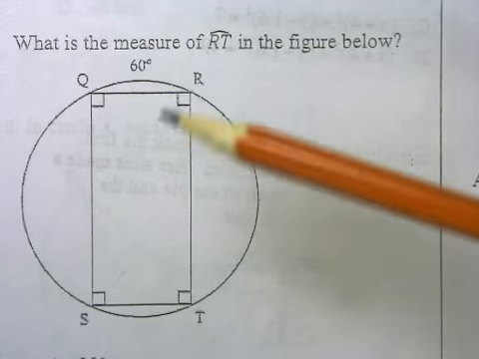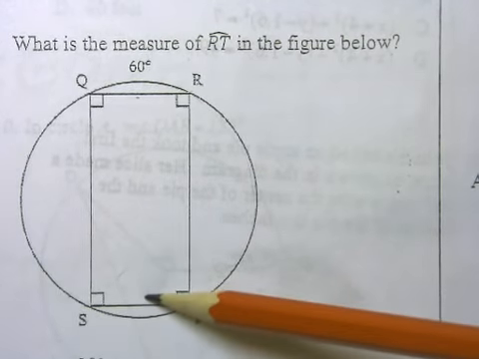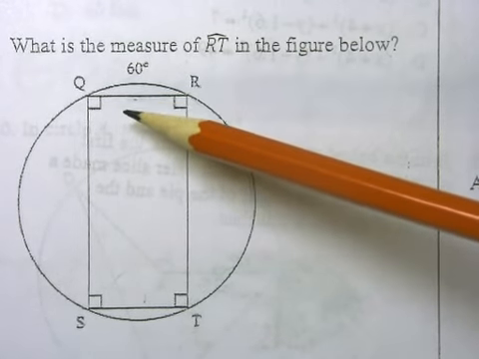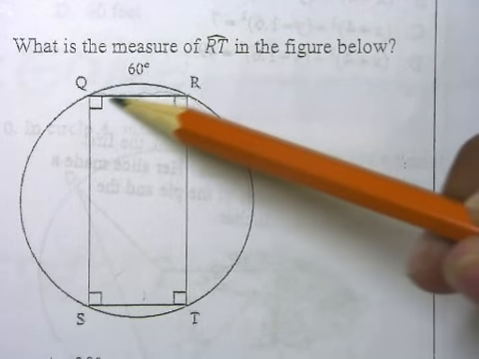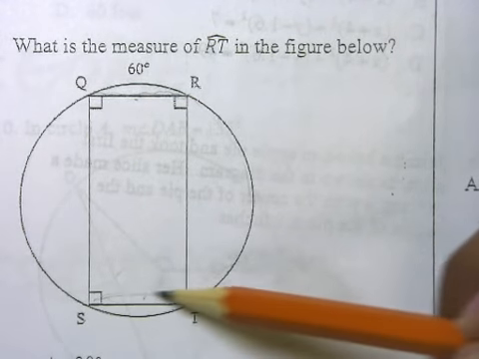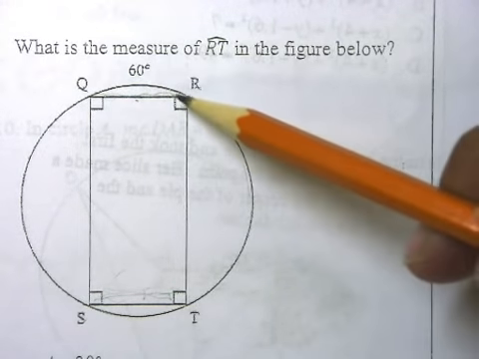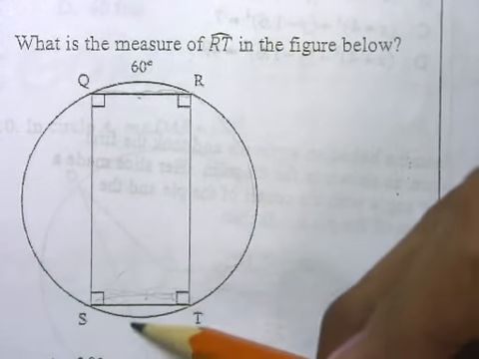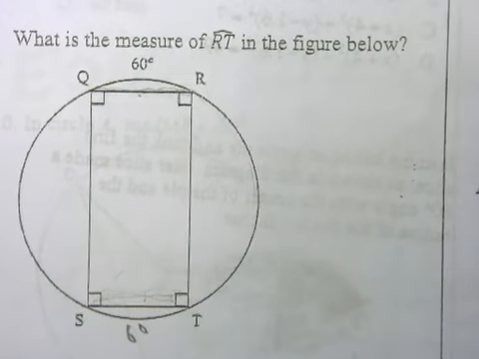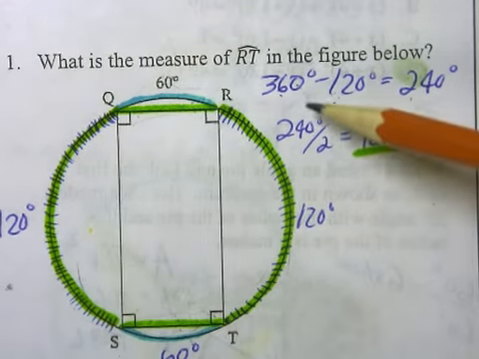But if you remember, we said that if a chord is congruent to another chord, then the arc that that chord makes will also be congruent to the other arc. So if segment QR is congruent to segment ST, and it is because we have a rectangle here, then this arc right here, which is 60 degrees, is going to be congruent to this arc right here, which will also be 60 degrees. So we know that. On top of that, we also know that a circle has 360 degrees.